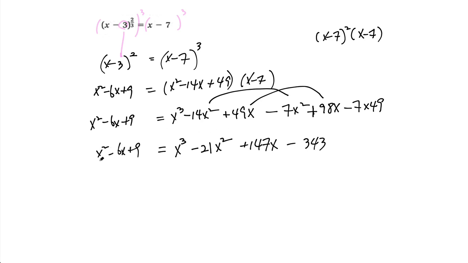All right, so now let's bring that over to the other side. You get x cubed minus 22x squared. If you subtract both sides by x squared, add both sides by 6, and you get 153. And then you get, if you subtract this by another 9, you get 352.